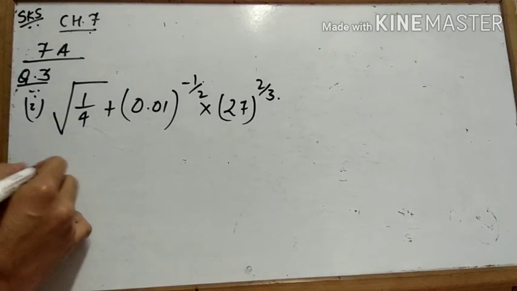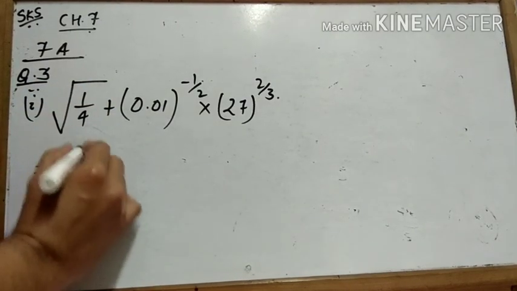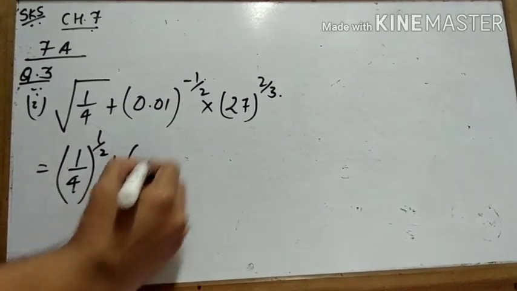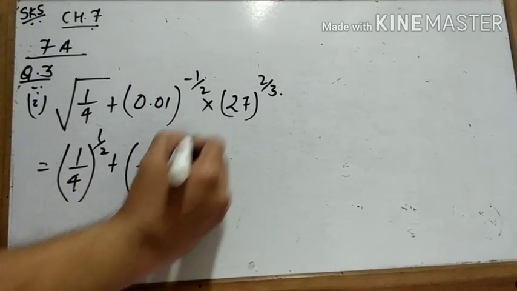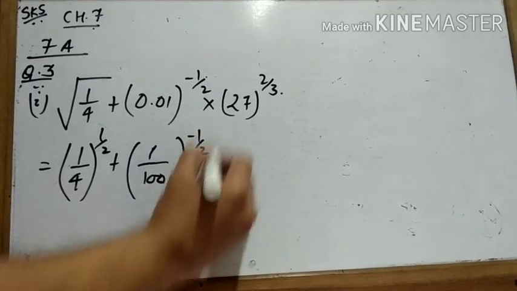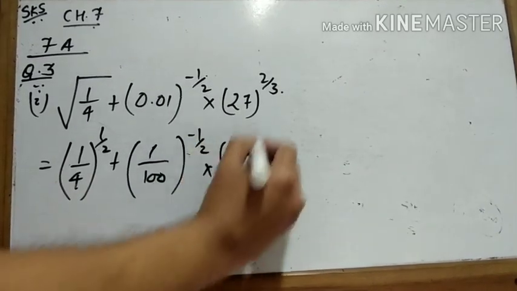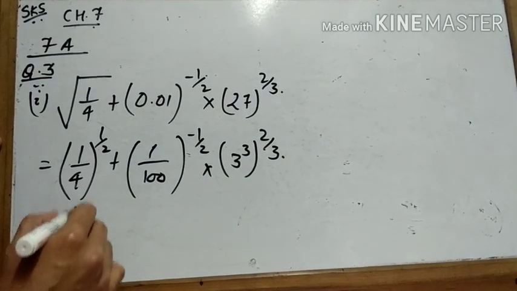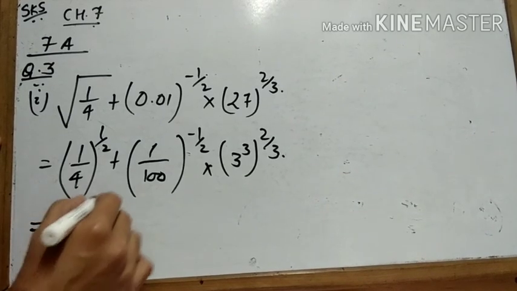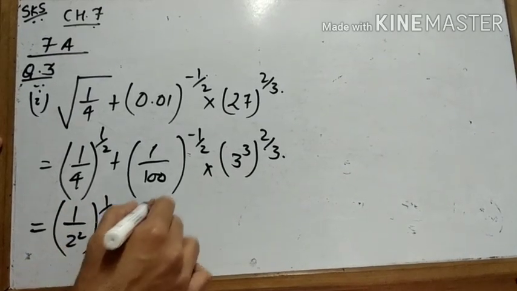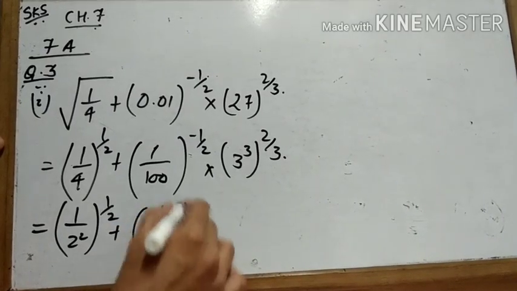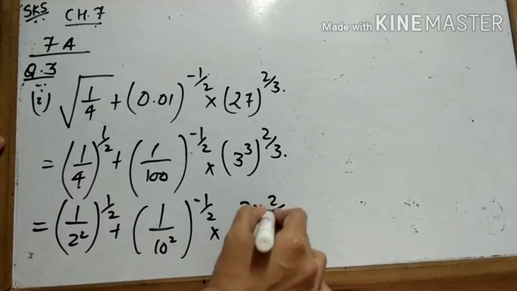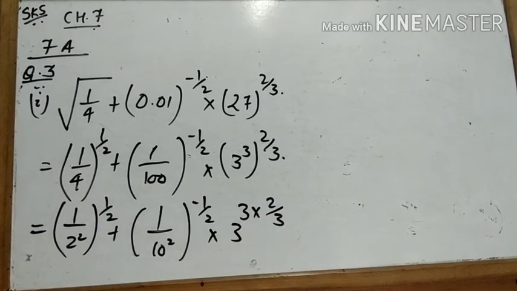At the start of the lecture, I mentioned that this number can be written as 1 upon 4 whole raised to half. Remember, this 0.01 is nothing else but 1 upon 100 whole raised to negative half. And 27 I can write as 3 cubed whole raised to 2 upon 3. Now, 1 upon 4 is nothing else but 1 upon 2 square whole raised to half. This is nothing else but 1 upon 10 squared whole raised to negative 1 upon 2. And here 3 cubed multiplied by 2 upon 3.